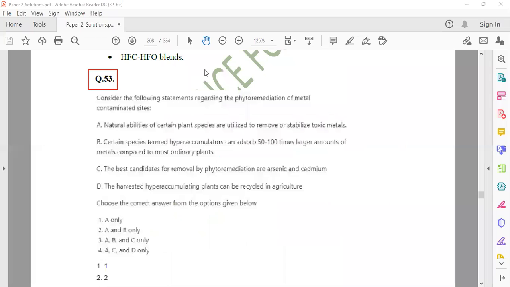Okay, so they say: consider the following statements regarding the phytoremediation of metal contaminated sites. So they are asking, let us suppose you have a site and you want to remediate it, you want to do the phytoremediation of that site. What are the statements which are correct with respect to that?